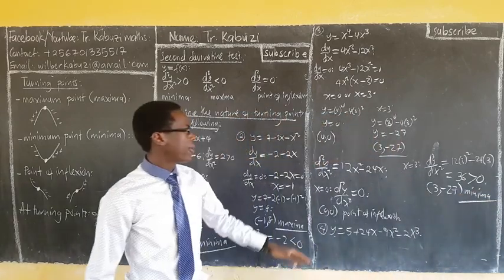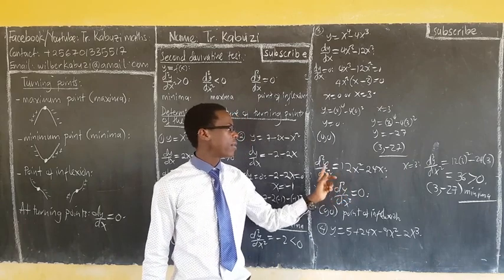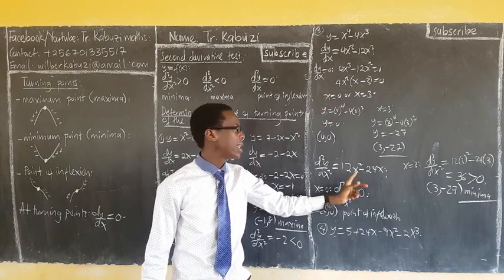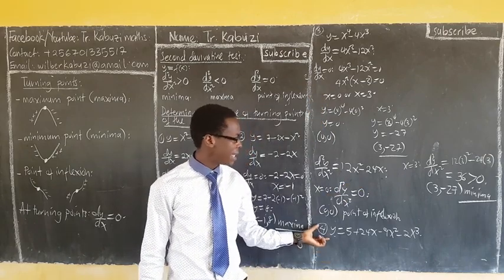So remember, that's how we use the second derivative. We just get the values of x and substitute in this function to determine those. So please try out this number 4.